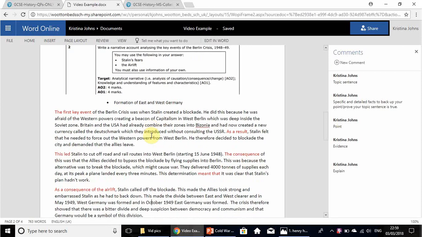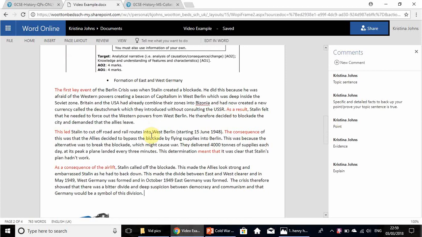Okay, so how I've written this is I've tried to use as much connective language as I possibly can all the way through. And I've highlighted some of those connectives in red so that you can see them there. So it starts off by saying the first key event was the Berlin crisis. I'll let you read this one by yourself. I've gone into quite a lot of detail about what the first event was, and then I've said, as a result, Stalin felt that he needed to force the Western powers out of Berlin. So I've linked together the fact that he's afraid and the fact that they are threatening him to the fact that he starts the blockade.